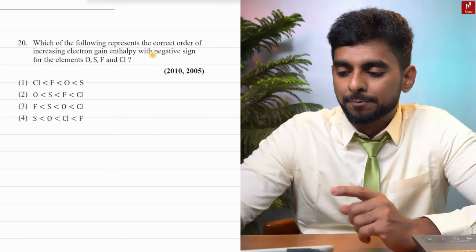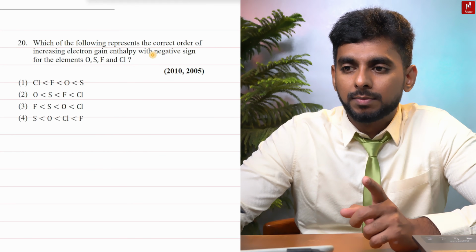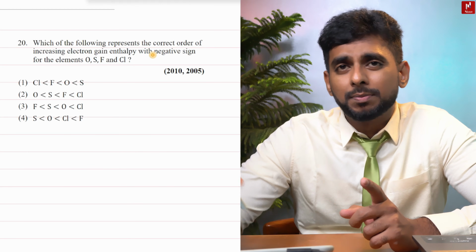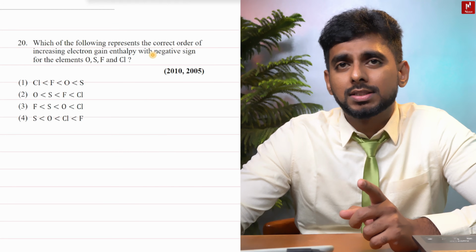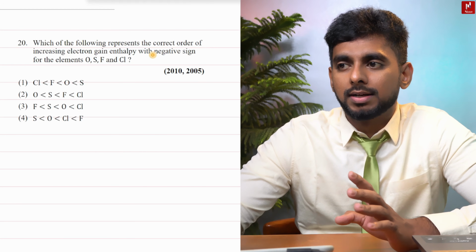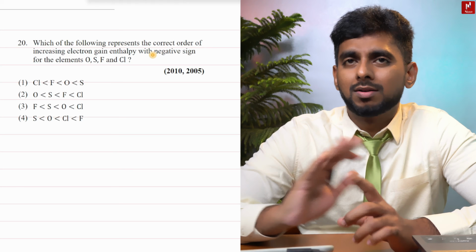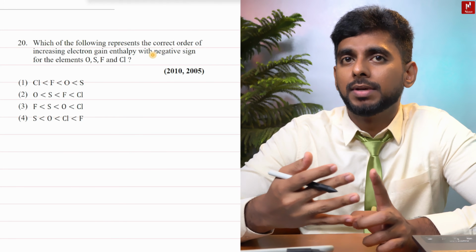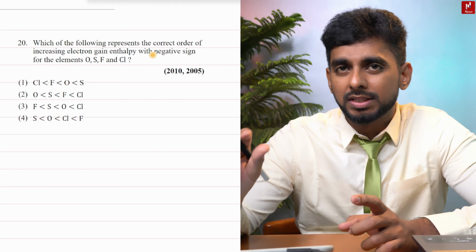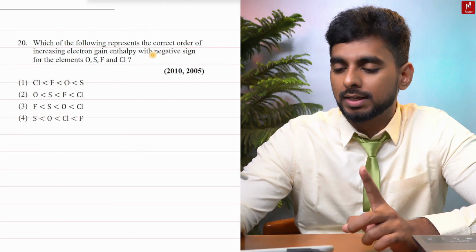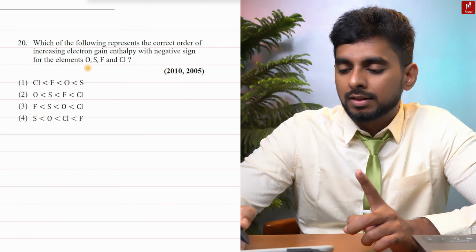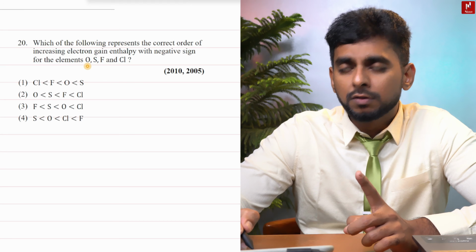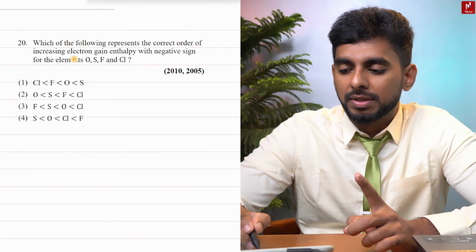electron gain enthalpy. When you look at electron gain enthalpy, we just know across the period it's going to increase and down the group it's going to decrease, right? Only for atomic radius it will be the other way around. For ionization enthalpy, electron gain enthalpy, and electronegativity, this will be the trend, but you will have some exceptions. So here they are asking us to find it for these four elements, for the electron gain enthalpy.